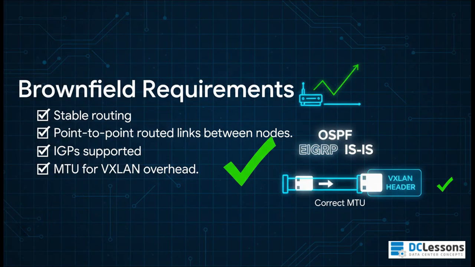Your routing has to be solid and stable. You need clean point-to-point Layer 3 paths between all your fabric devices. And this last one is so important. Your MTU, your maximum transmission unit on all your links, has to be big enough to handle the extra data that VXLAN encapsulation adds. Seriously, don't overlook that one. It's a super common gotcha.